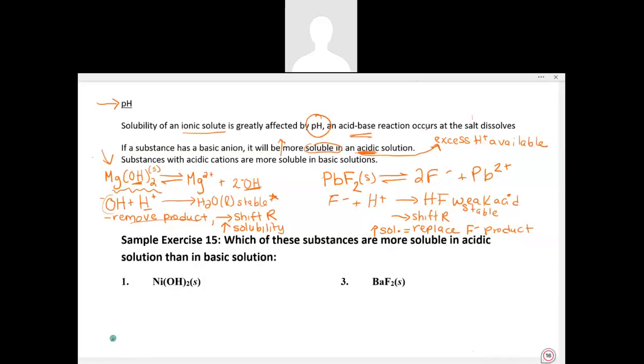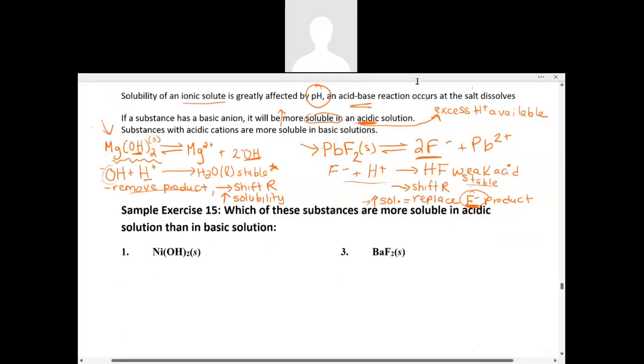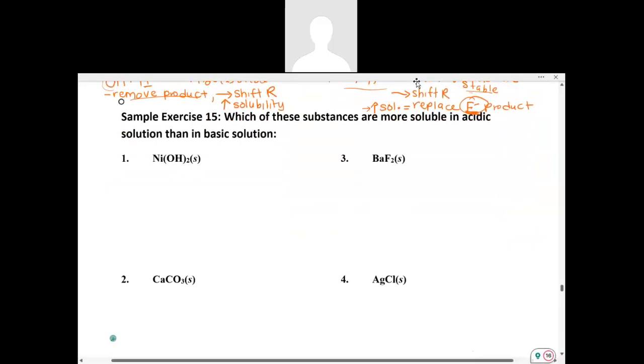So let's see here, we have another salt. It dissolves in water. If we're in acidic solution now, this anion here, the fluoride ion, will interact with H+, and instead of forming water now, we're going to form a weak acid, which is also fairly stable. So we're going to again shift to the right, increase the solubility of our salt, because we need to reach that equilibrium again. Since we removed it with the creation of this weak acid, we need to replace that F negative product.